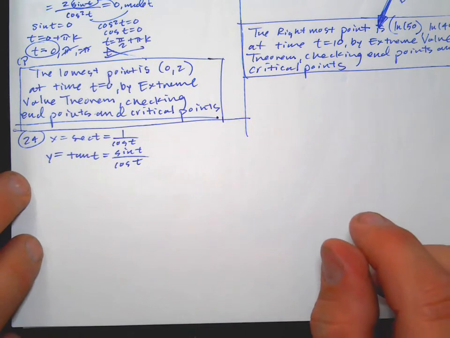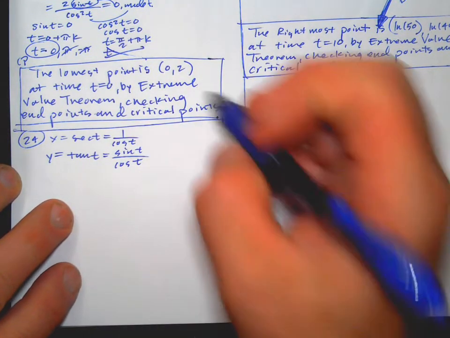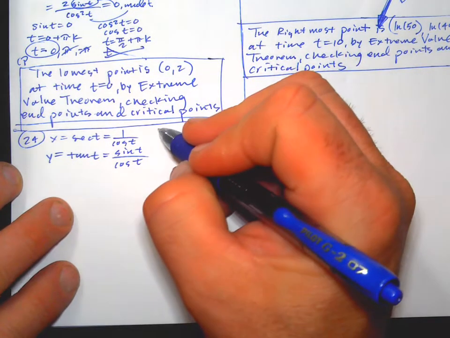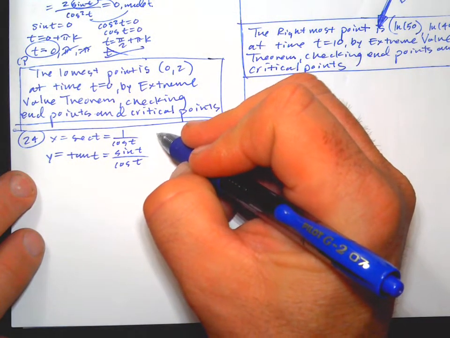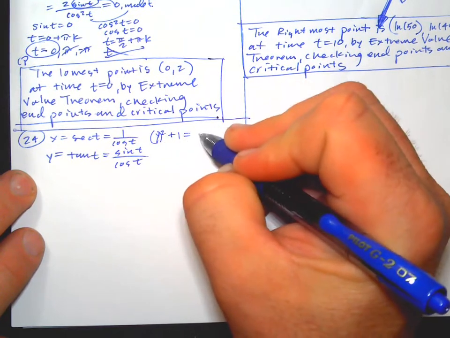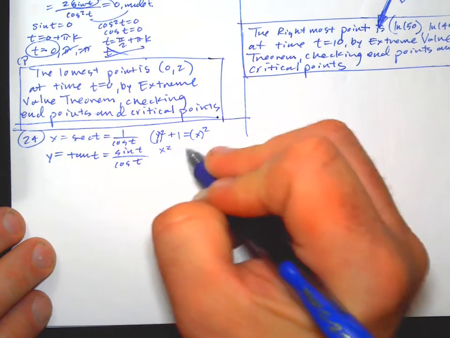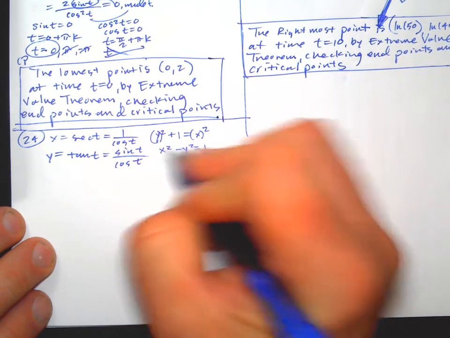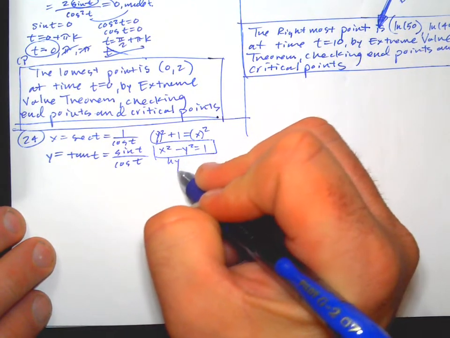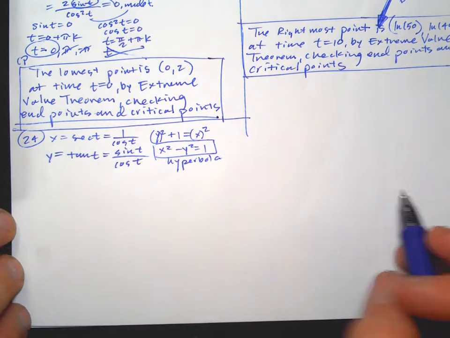So we want the one with secant and tan, which was the one that we used on problem 20. So this one's tangent squared plus 1 equals secant squared, so x squared minus y squared equals 1. That's your Cartesian equation. It's a hyperbola. So pretty easy. We could sketch it.